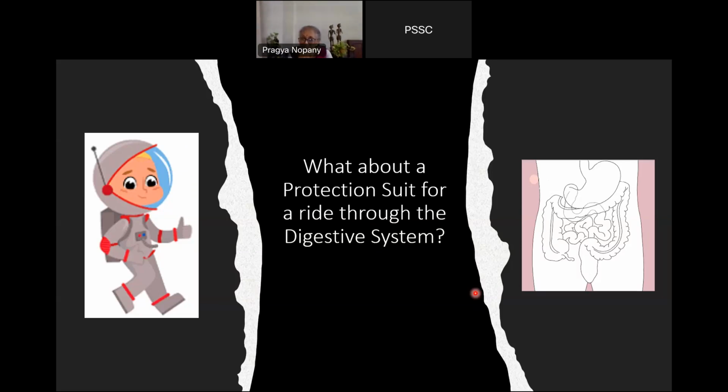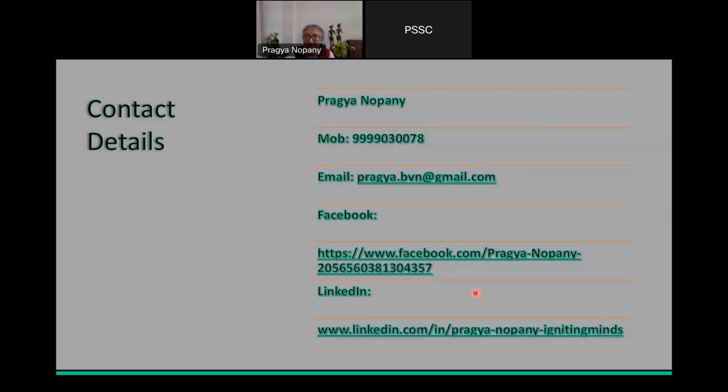So first they will think, why do I require a protection? What would saliva do to them if they did not wear a protection suit? What would the acids in the stomach do to them? What would the intestine do to them, the smaller or the larger one, if they did not wear a protection suit? And that will clarify totally the role of each part of the digestive system, right?